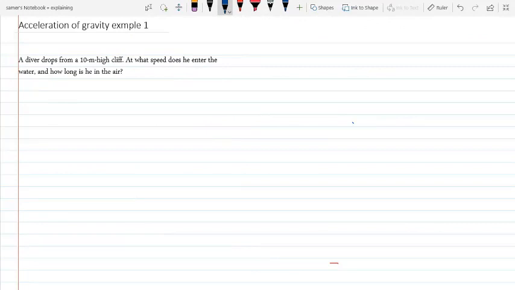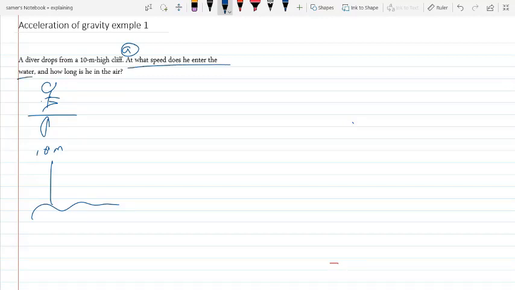Now let's see an example about the acceleration of gravity. A diver drops from a 10-meter height cliff. So we have a cliff here and a diver, and the cliff is 10 meters high from the water. A: At what speed does he enter the water? So we are asked about the speed at which the diver enters the water, and B: how long is the diver in the air?